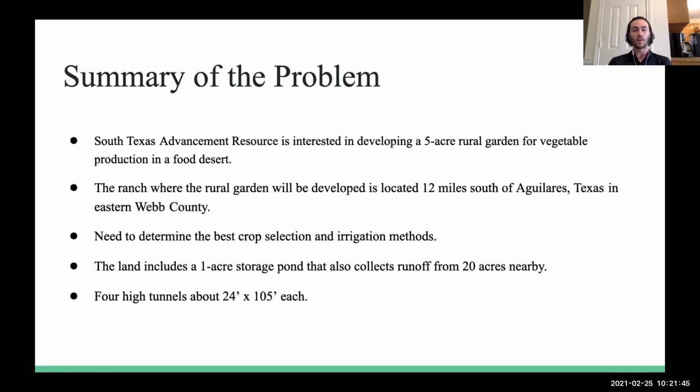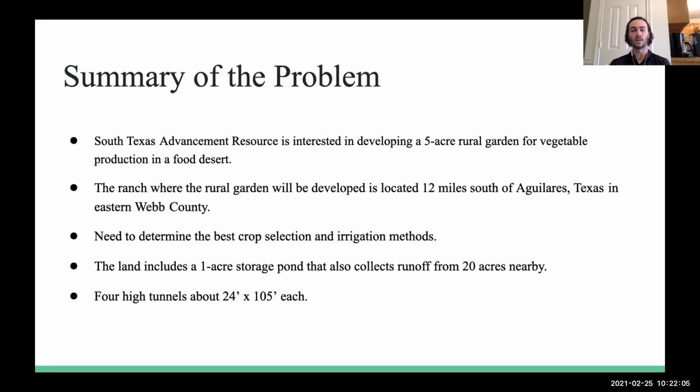So, summary of our problem: STAR, or South Texas Advancement Resource, is interested in developing a five acre rural garden in a food desert. The location is 12 miles south of Aguilares in Webb County.